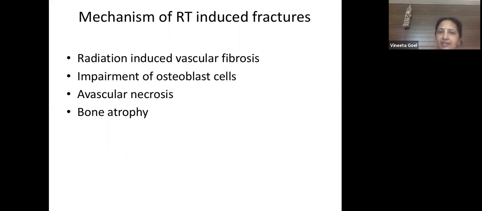There are several mechanisms of radiation-induced fractures. One is radiation-induced vascular fibrosis, so the vascularity of the bone decreases. There is impairment of osteoblastic cell regeneration. There is some amount of bone atrophy and avascular necrosis. So all these factors contribute to the radiation-associated fractures in these patients.